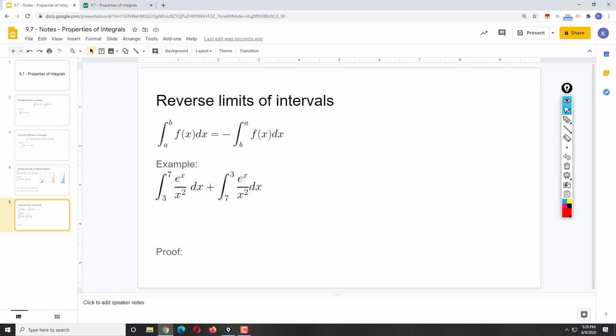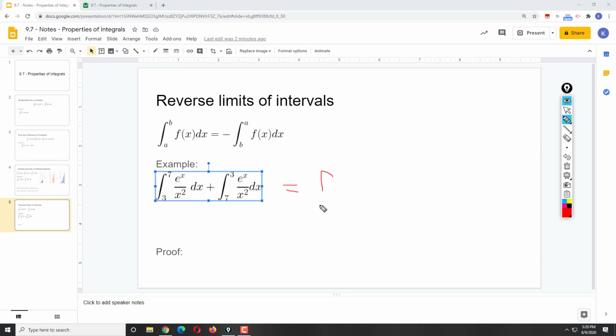Okay, last one. Reverse limits of integrals. The integral from a to b of f of x is equal to the negative of the integral from b to a of f of x. For example, the integral from 3 to 7 of e to the x over x squared dx plus the integral from 7 to 3 of e to the x over x squared dx. Well, we actually don't know how to integrate e to the x over x squared, but the two limits, one is going from 3 to 7, one's from 7 to 3, they're opposite of each other.